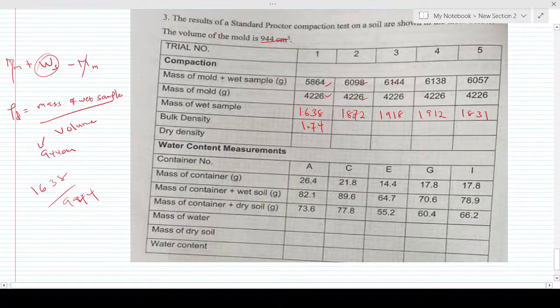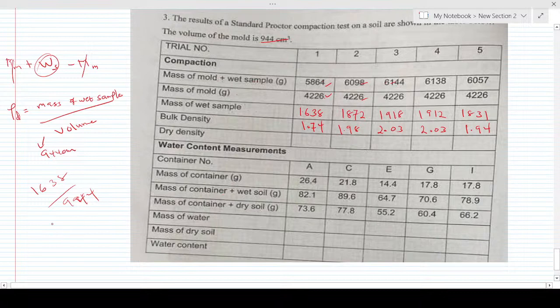Then for this one, it's going to be 1872 over the same 944. So we have 1.98, then 2.03, 2.03 here as well, then 1.94. Then I have to find dry density, right? So you have to find the dry density.